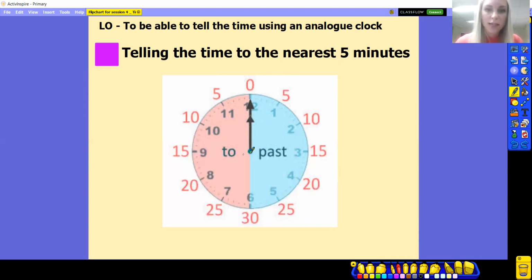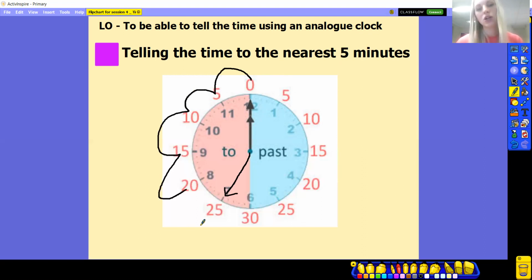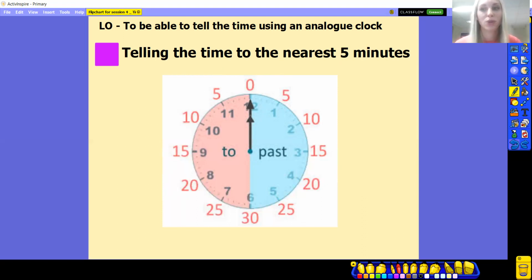It's on the other side. 7, we go the other way. 5, 10, 15, 20, 25, to, because it's on the to side. Okay, now I'm going to show you how to do that also with the hour hand.